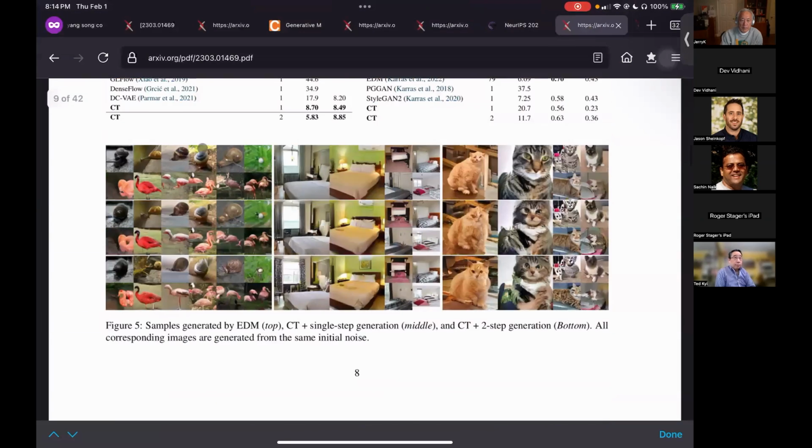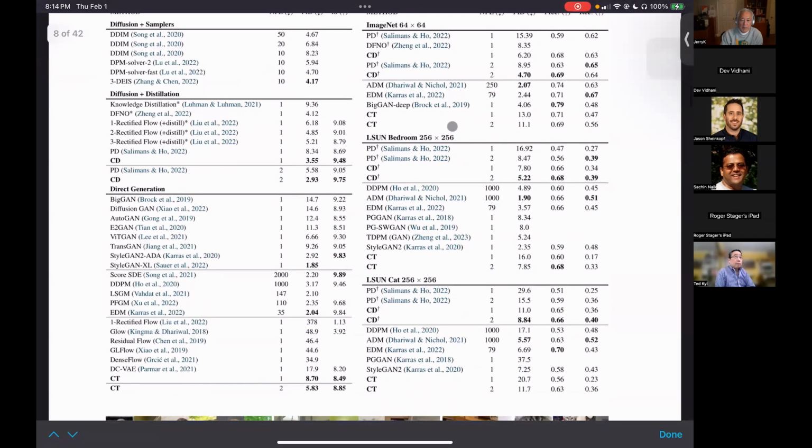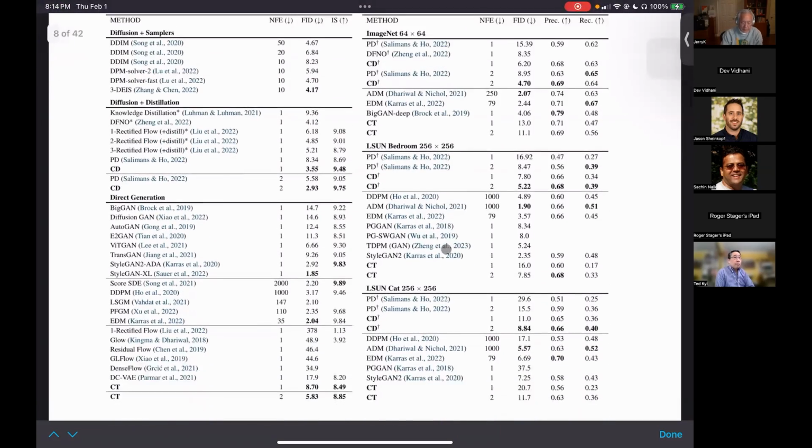Let me see if I have results for the other one. I think this may be, yeah, the right one. So CD is a distillation model and CT is the standalone model. As you can see, we saw these results for the distillation models for 1 and 2 steps. Those are pretty good for CIFAR-10, but for the standalone models, they are not as good. And the state of the art is the EDM, the Karras et al. from NVIDIA, 2.4.